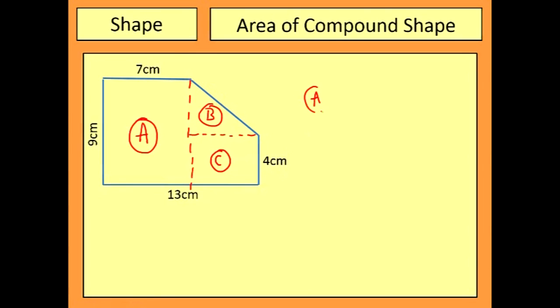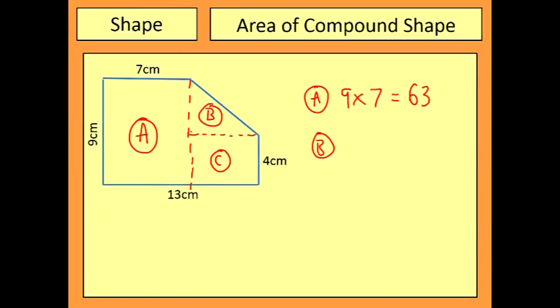So, if we look at each of these shapes individually, shape A, well, that's got a height of 9 and a width of 7, so that's okay. So we've got 9 times 7, which is 63. Shape B, now this is a triangle this time, so you need to remember the triangle area formula. The base times the height, and then divide it by 2. Now we don't have either of those lengths at the moment, but we can find out both of them.